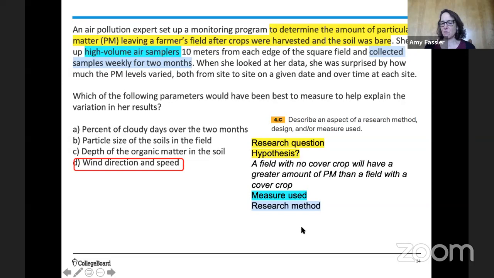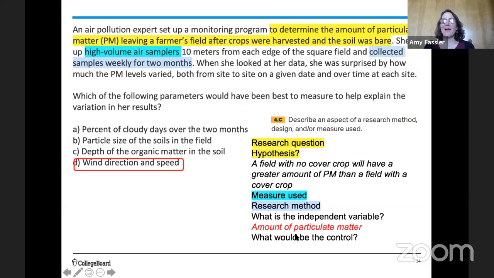And those are the kind of things you might be asked to give in an FRQ. It might say, describe your research method. And you want to make sure that you're collecting enough samples over a long enough period of time. They might ask me what the independent variable is. We've seen that a lot. That would be the measure of the amount of particulate matter and what her control would have been. Oh, that would have been the field that still had the crop on it, because maybe my question is, what's the value of maintaining a cover crop? And one aspect of that value might be reducing particulate matter and the human health effects associated with that.